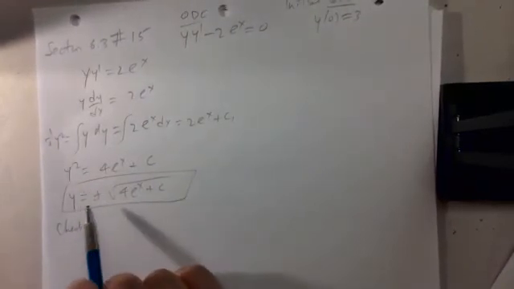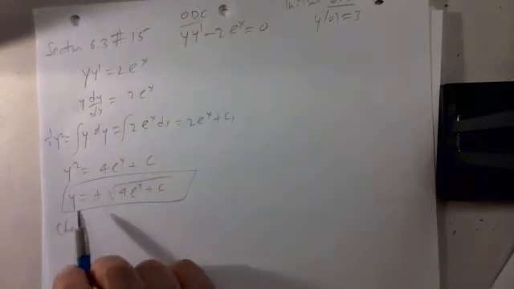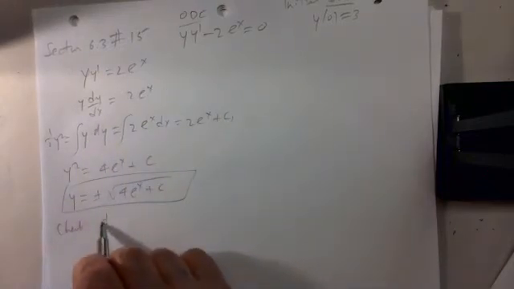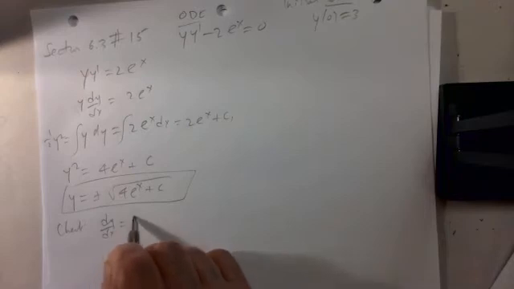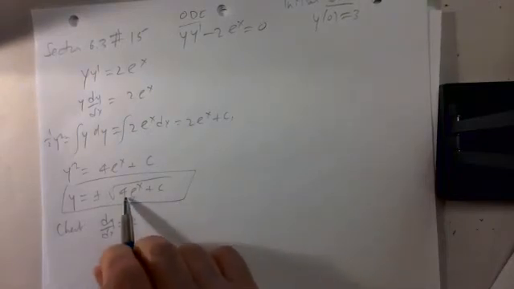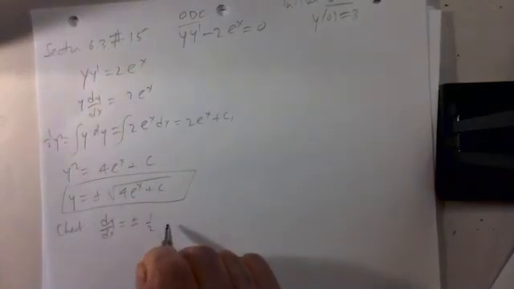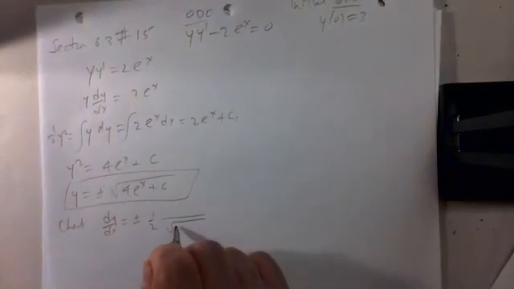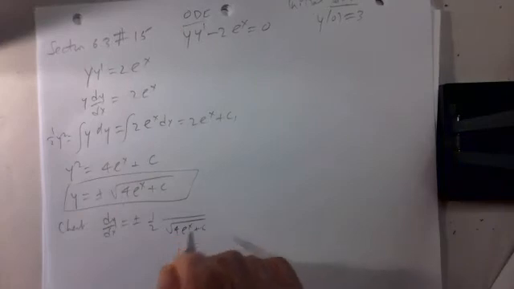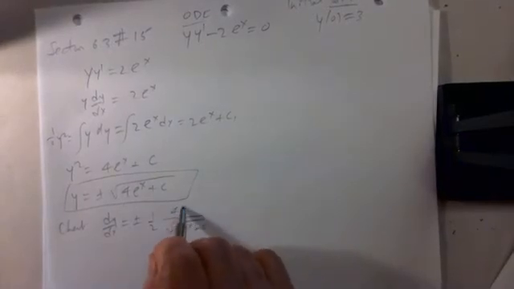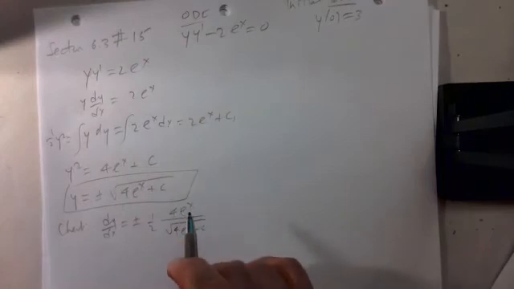What does it mean to check? It means plug this into the differential equation. If this is y, what is dy dx? Plus or minus, this is (4e to the x plus c) to the 1/2. You get 1/2, 1 over the square root of 4e to the x plus c, times the derivative of 4e to the x plus c, which is 4e to the x.